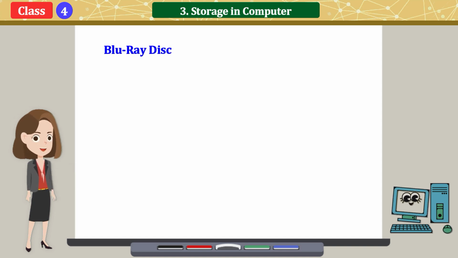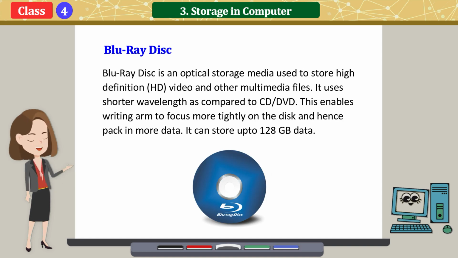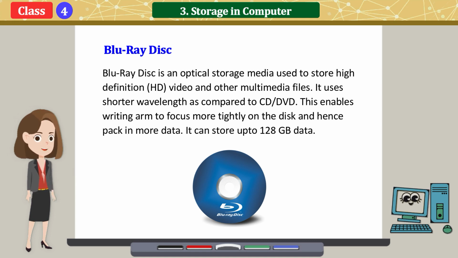Blu-ray disc. A Blu-ray disc is an optical storage media used to store high-definition video and other multimedia files. It uses a shorter wavelength as compared to CD/DVD. This enables the writing arm to focus more tightly on the disk and hence pack in more data. It can store up to 128 gigabytes of data.